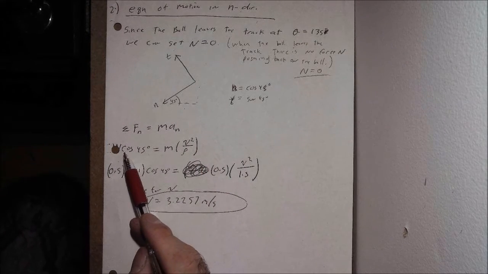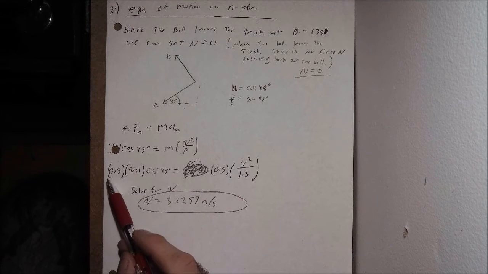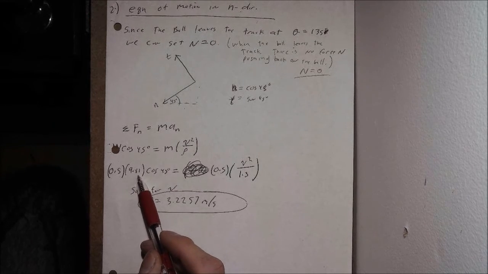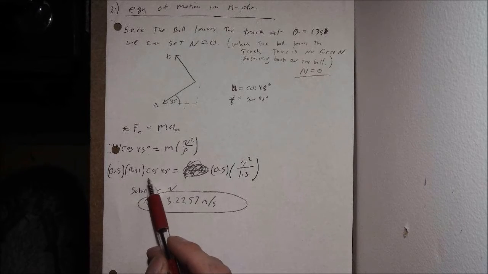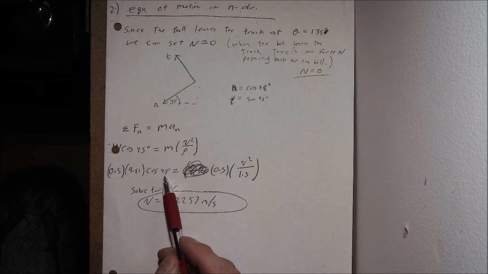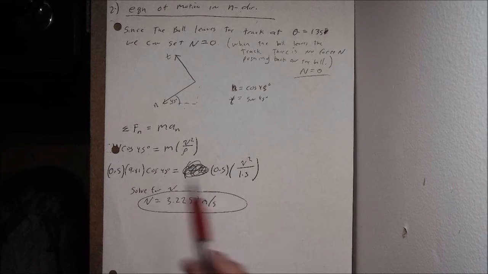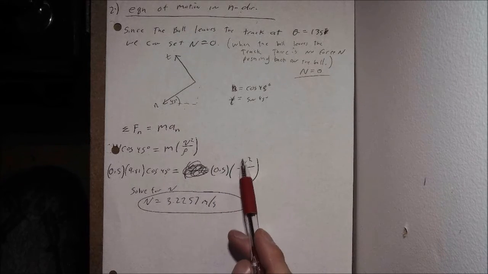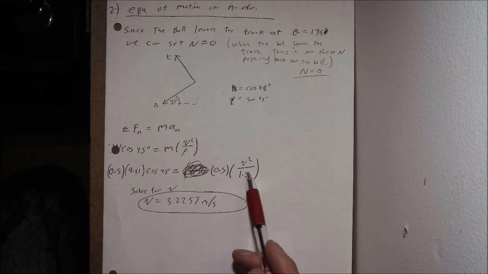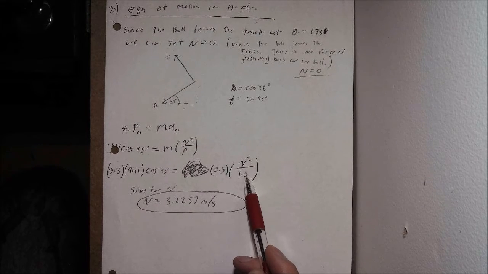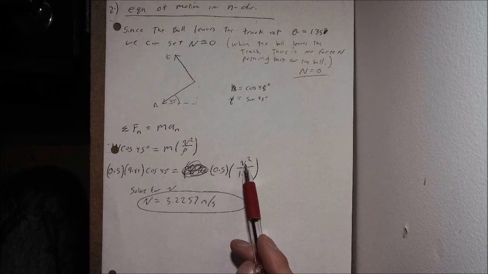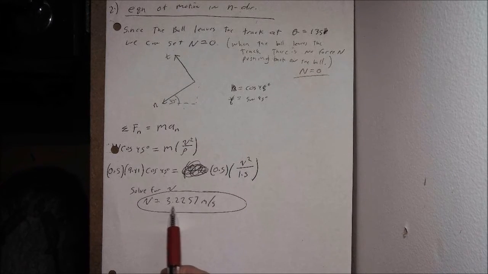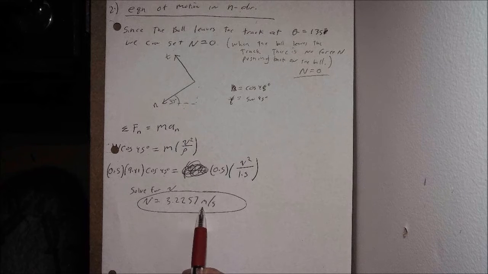Weight is equal to mg, mass times acceleration due to gravity, where mass is given to us as 0.5 kilograms times 9.8 meters per second squared for the acceleration due to gravity, times the cosine of 45 to get it into our n coordinate system. This is equal to the right-hand side, our mass, m is 0.5, and now we have our v squared over rho, where rho is our radius of our track there of 1.5 meters. So our only unknown in this equation is our v. So we can rearrange, solve for v, and when we do that, v is equal to 3.2257 meters per second.